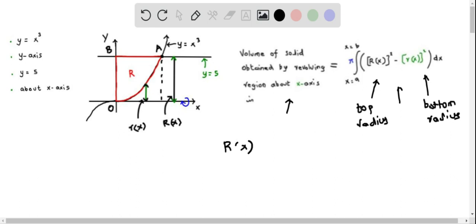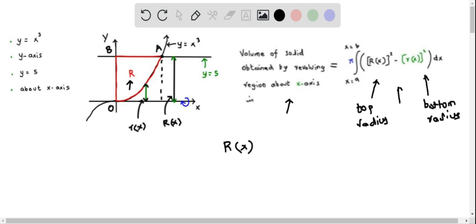We have the big R of x. We should have sketched the graph of the bounded region from the figure. We can see that we have the curve y equals x cubed, the line y equals 5, and the y-axis. So R is the region represented by R. We are rotating this region about the x-axis, and we determine the volume of the solid obtained when it is revolved about the x-axis.